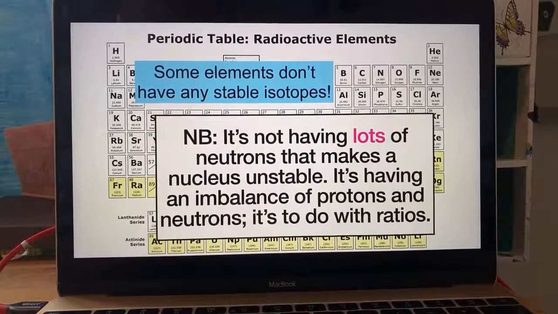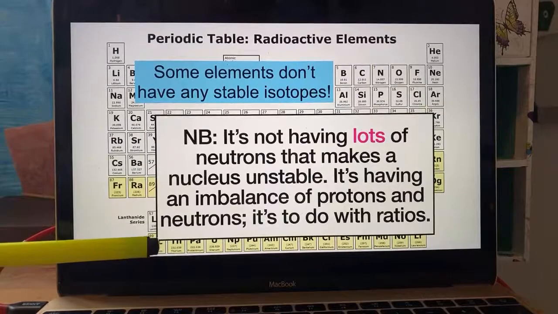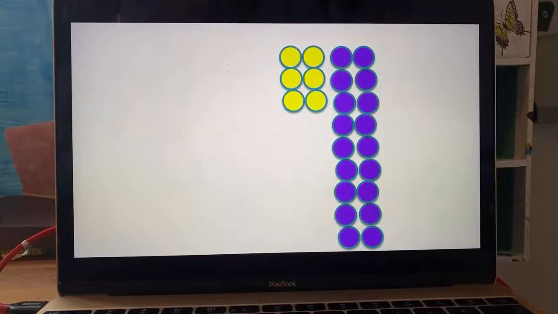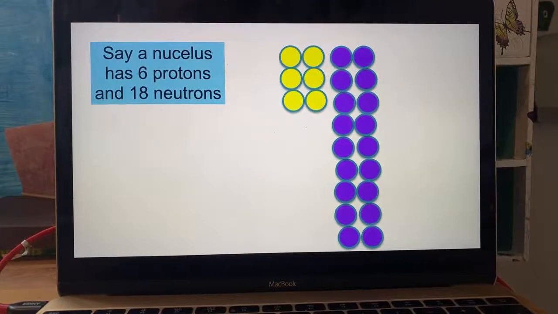A little note here: it's quite easy to think, oh, it must be having loads and loads of neutrons that makes a nucleus unstable. It's not exactly just having more neutrons, it's about the imbalance of protons and neutrons. It's to do with ratios. So I've done this little thing to try and get it into our heads, how it's ratios.